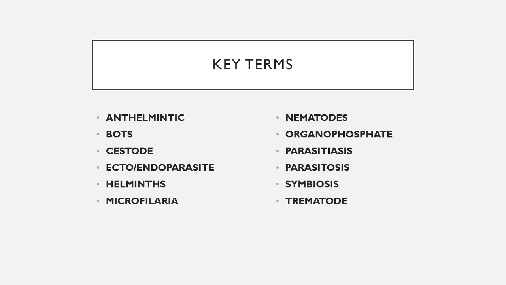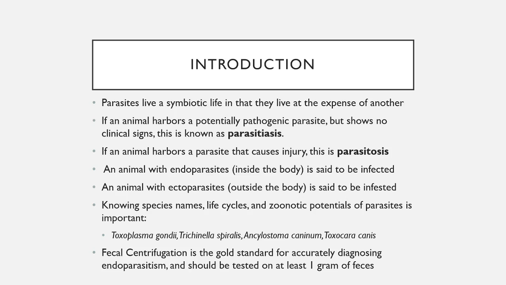Parasitiasis versus parasitosis, how it affects the animal that has the parasite. Symbiosis is a parasite that works together with a host to provide good things. And then a trematode is a flatworm. Parasites live a symbiotic life in that they live at the expense of another. Sometimes that symbiotic life is helpful to another, and a lot of times, especially with parasitosis, it's potentially pathogenic.